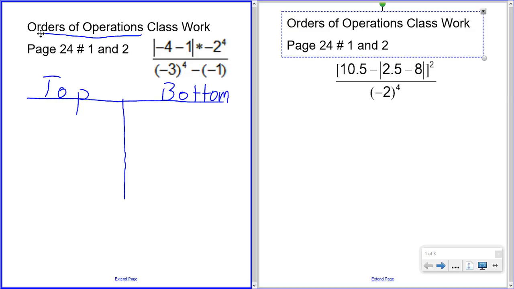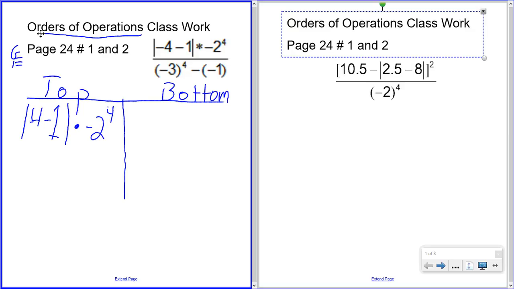You don't have to worry about the other one. So first, we're going to write this down. That's the absolute value of -4 minus 1. And that's an ugly one, but that's going to be my 1 for today. And then that's going to be multiplied by -2 to the 4th power. So we're just going to use GEMDAS to solve this.